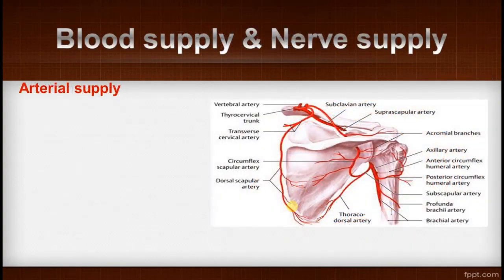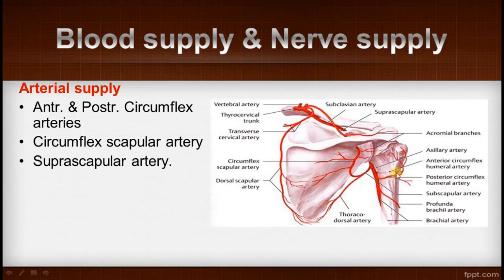Now coming to the blood supply and nerve supply of the joint, the arterial supply is mainly by the anterior and posterior circumflex humeral vessels. Both these arteries wind around the surgical neck of the humerus and anastomose with each other. Through their branches, especially the ascending branches, they supply the shoulder joint. Apart from that, the shoulder joint also receives blood supply from the circumflex scapular artery, which takes part in the anastomosis around the body of the scapula, and in the same way the suprascapular artery. So the suprascapular artery, the circumflex scapular artery and the anterior and posterior circumflex humeral vessels all give articular branches to the shoulder joint.